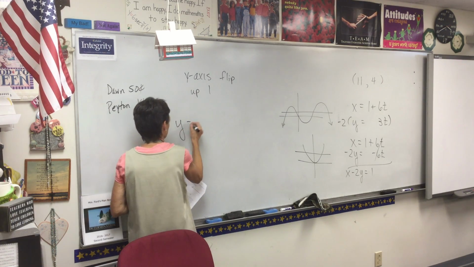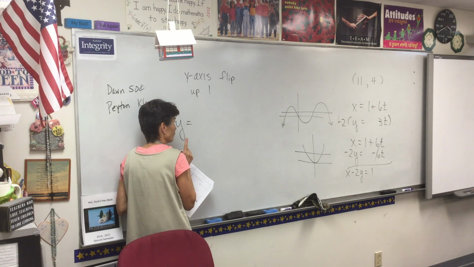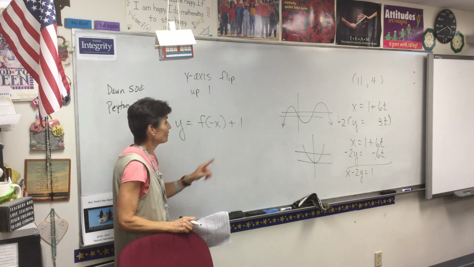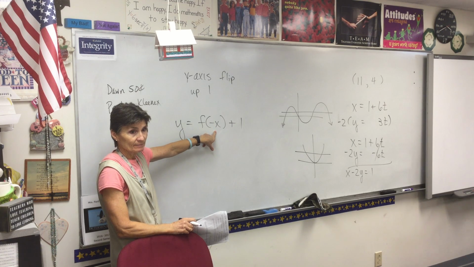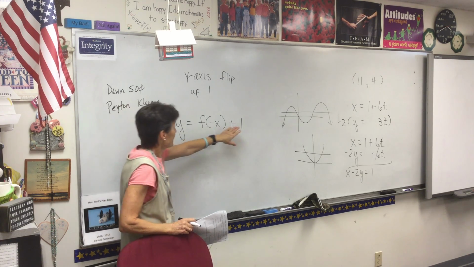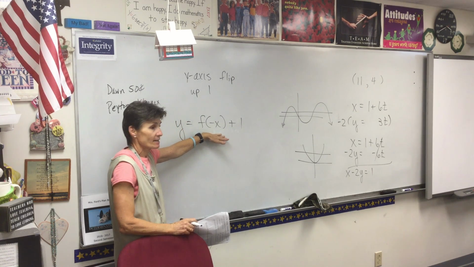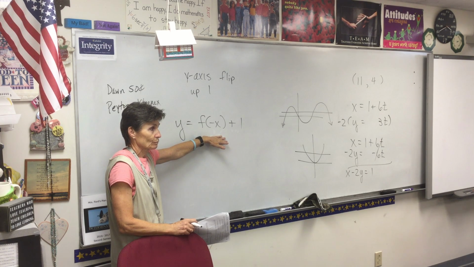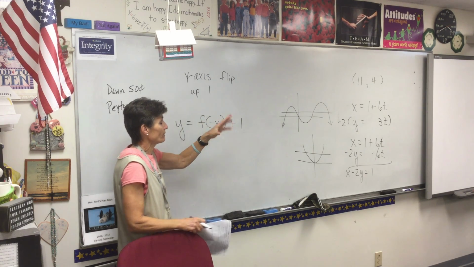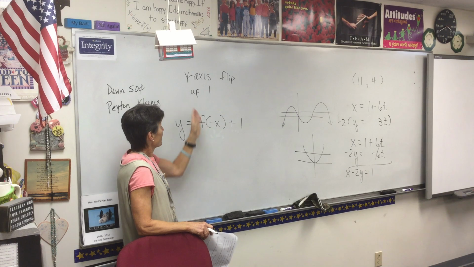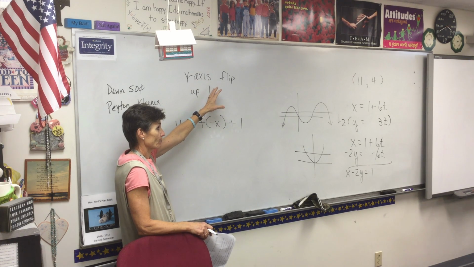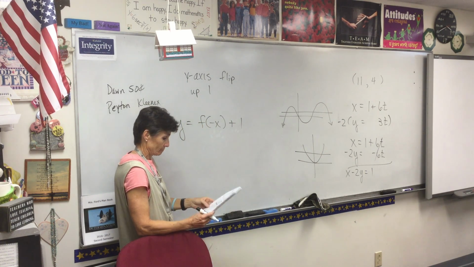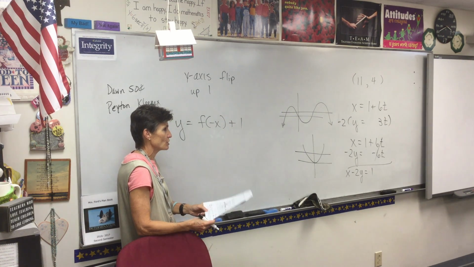So what would the equation look like that does a y-axis flip and up one? f of negative x plus one. That's it. Perfect. Remember, a negative inside flips you across y, and up one is plus one on the end. That's the answer to the question. When you look at figure one and figure two, I would make a list of everything that changed and then try to write an equation that reflects everything that changed. I would guess that two or three things are going to change probably.